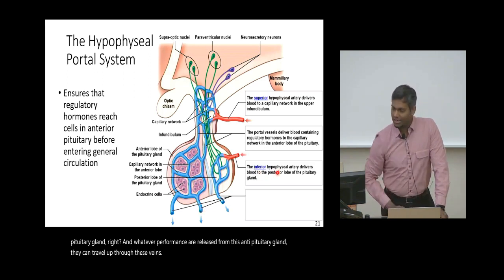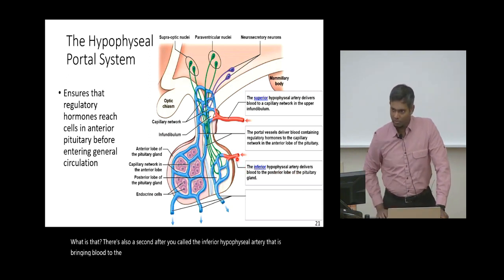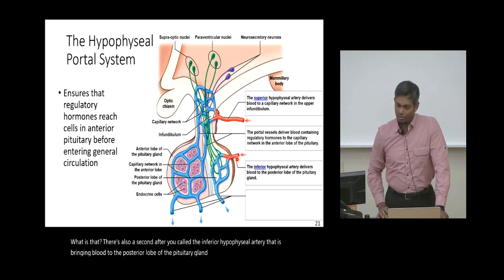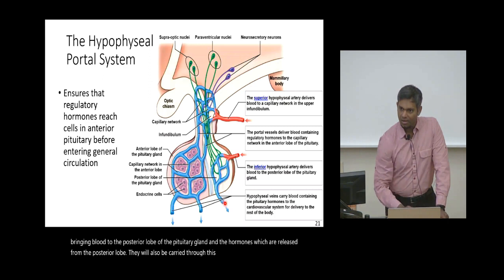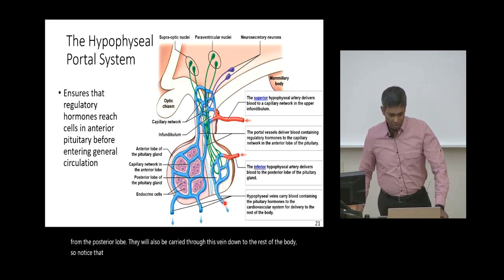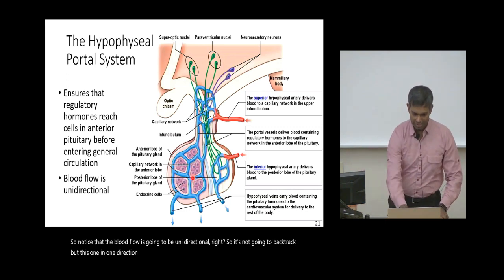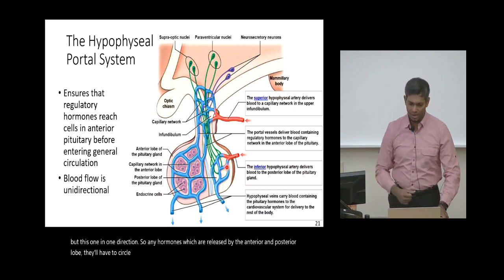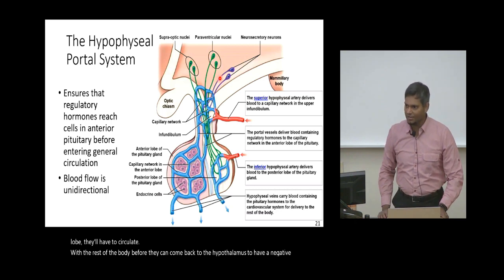Notice that there is also a second artery called the inferior hypophyseal artery that is bringing blood to the posterior lobe of the pituitary gland. And the hormones which are released from the posterior lobe will also be carried through this vein down to the rest of the body. So notice that the blood flow is going to be unidirectional, right? It's not going to backtrack, blood is going in one direction. So any hormones which are released by the anterior and posterior lobe have to circulate through the rest of the body before they can come back to the hypothalamus to have a negative feedback effect.